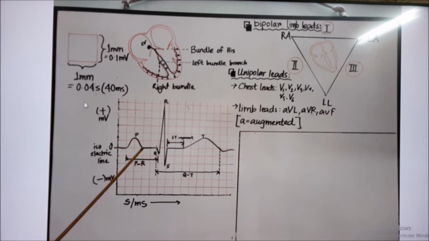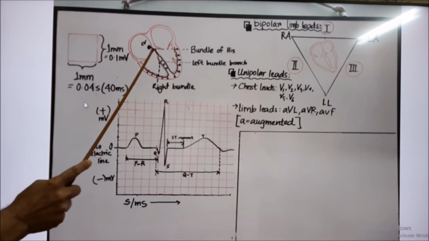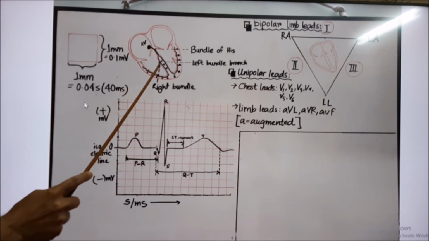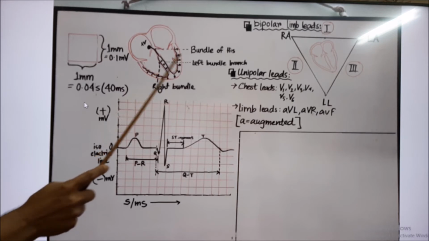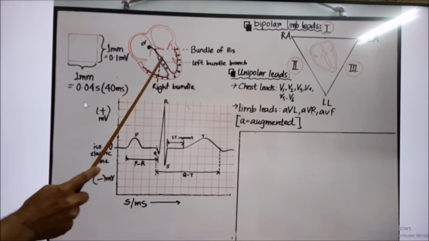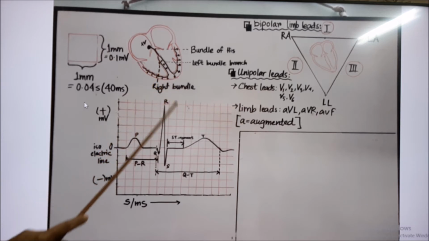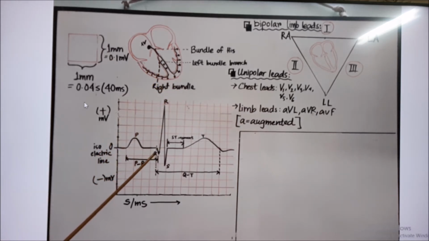Now this isoelectric line goes some distance, then again it goes negative, that is the Q wave. Why negative? This is the impulse. First it goes to the left, then it comes to the right. Now how much does this Q wave go down? It goes down less than 2 millimeters. And how much is the duration? Its duration is 0.04, which means 1 millimeter.